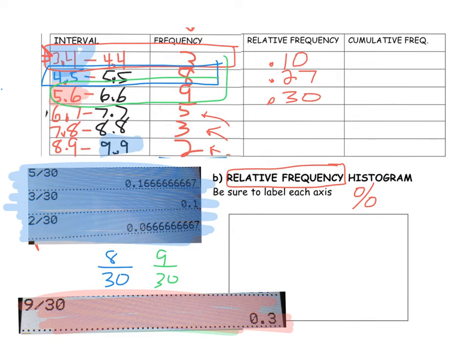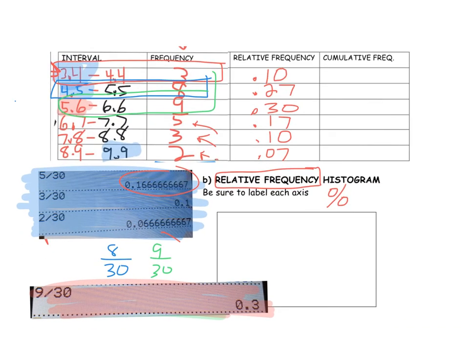And here it looks like the relative frequency for 5 is 0.166, so 0.17, 17%. 3 out of 30, that's the same as the first interval, so that's 10%, 0.10. And then here, 2 out of 30, 0.066, so 0.07, or 7%. And now what we're going to need to do is construct a relative frequency histogram.